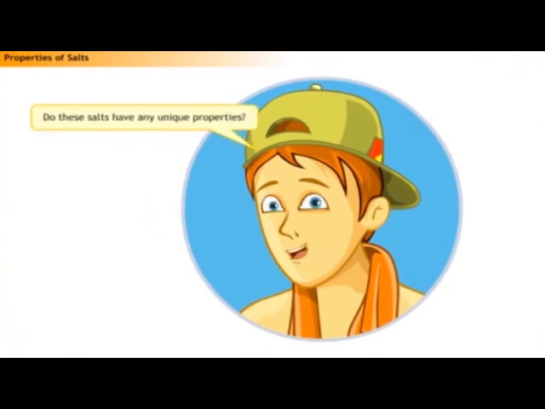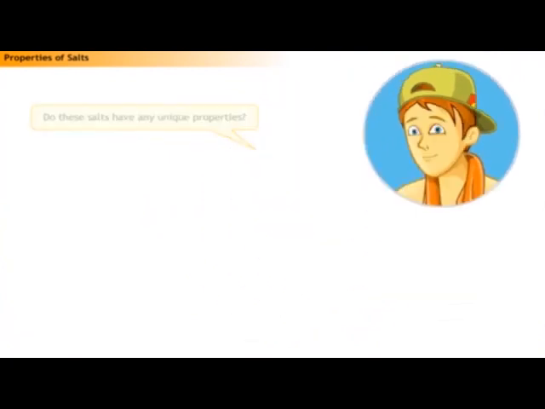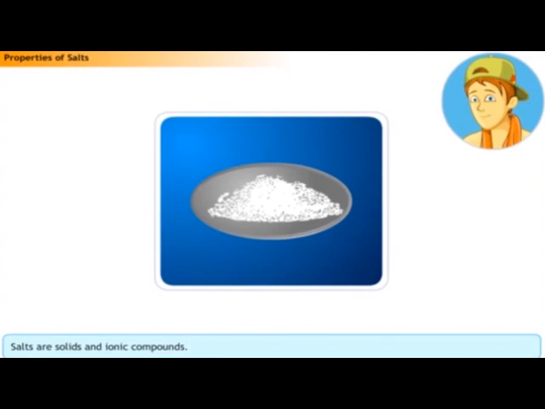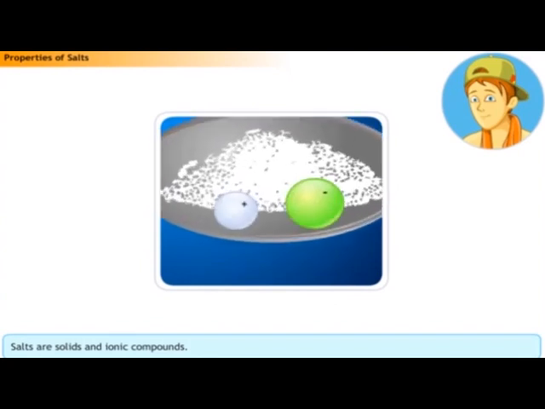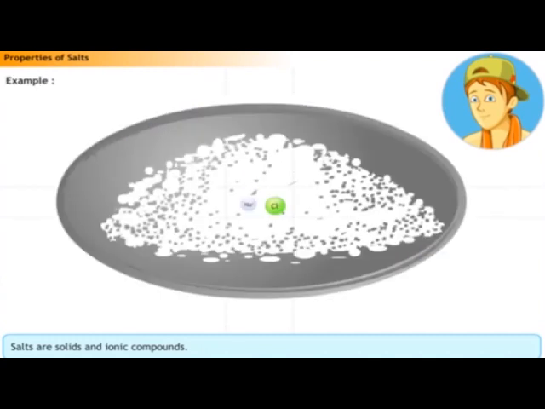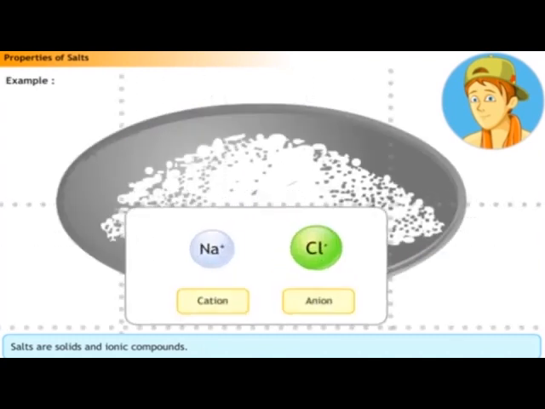Do these salts have any unique properties? Salts are mostly solids and are ionic compounds. Every salt has a positively charged cation and negatively charged anion. For example, sodium chloride is made of sodium ions and chloride ions.